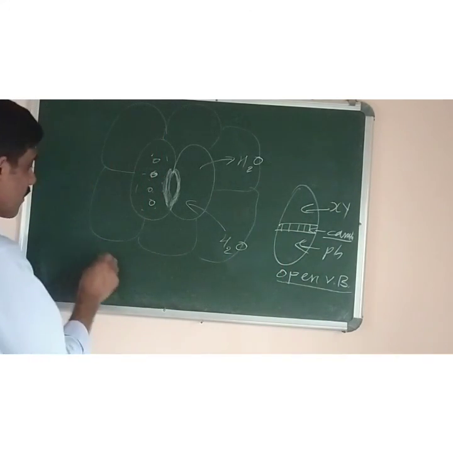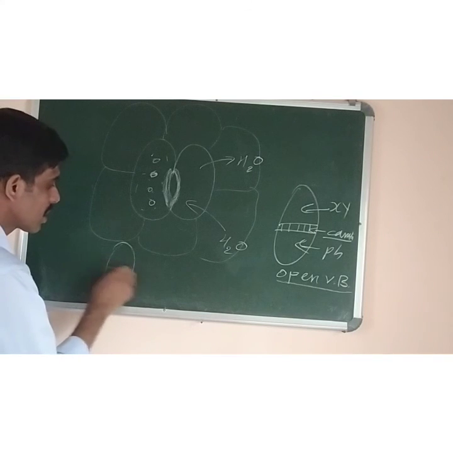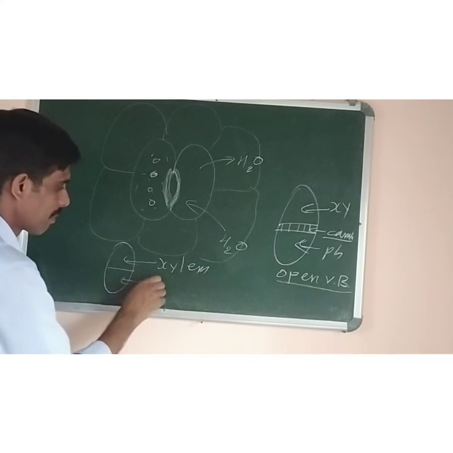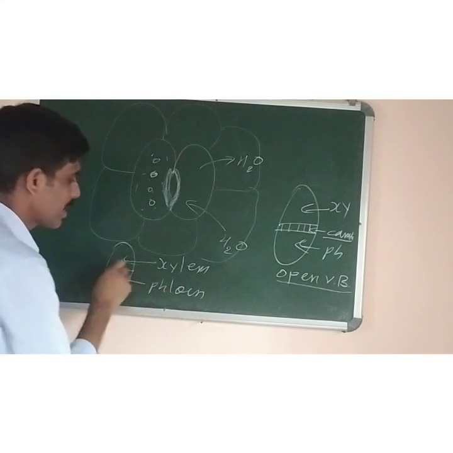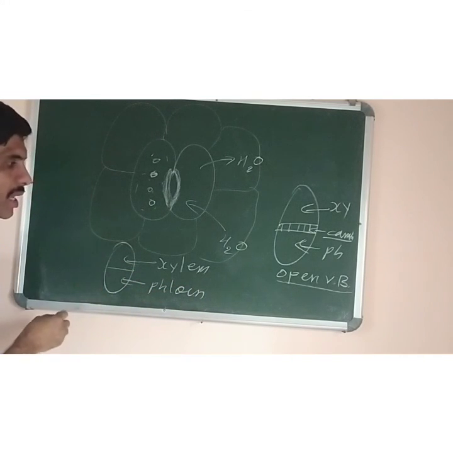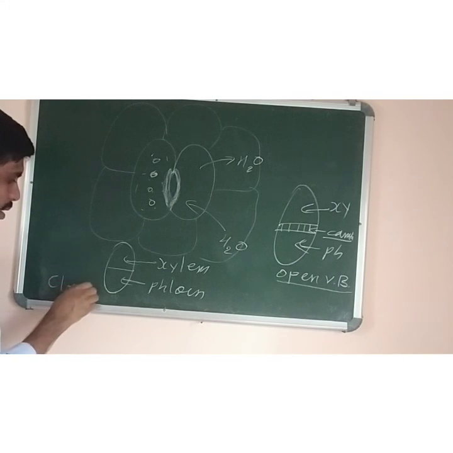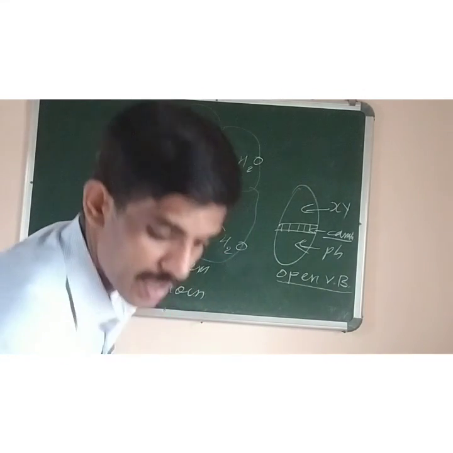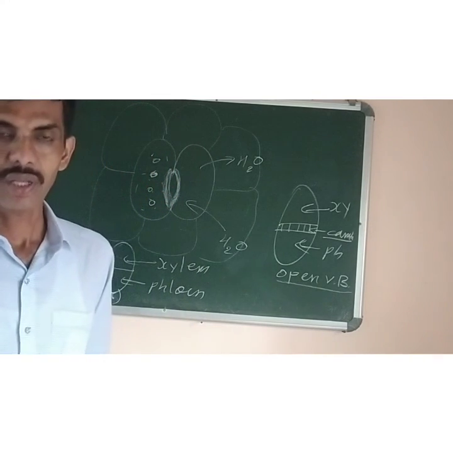Now if I draw a vascular bundle in which there is only xylem and phloem, but there is no cambium between them, such a type of vascular bundle is called a closed vascular bundle. Okay. So today I will also conduct the introductory class.